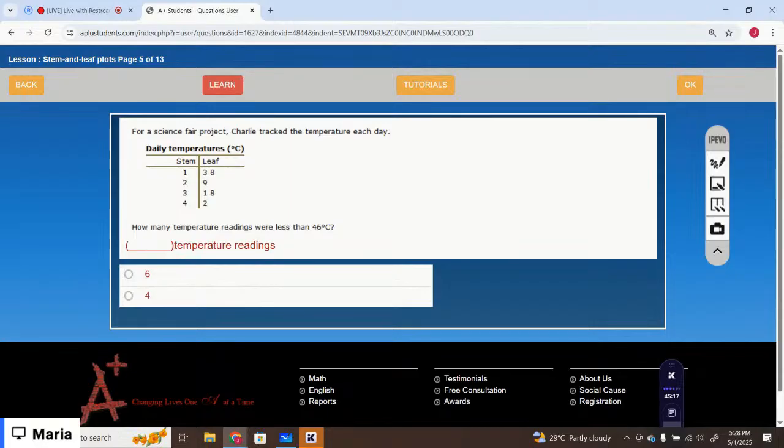For a science fair project, Charlie tracked the temperature each day. How many temperature readings were less than 46? The correct option is 6. Option number one is the correct option. Okay, you can complete the lesson by yourself. Let me just move on to the next lesson.